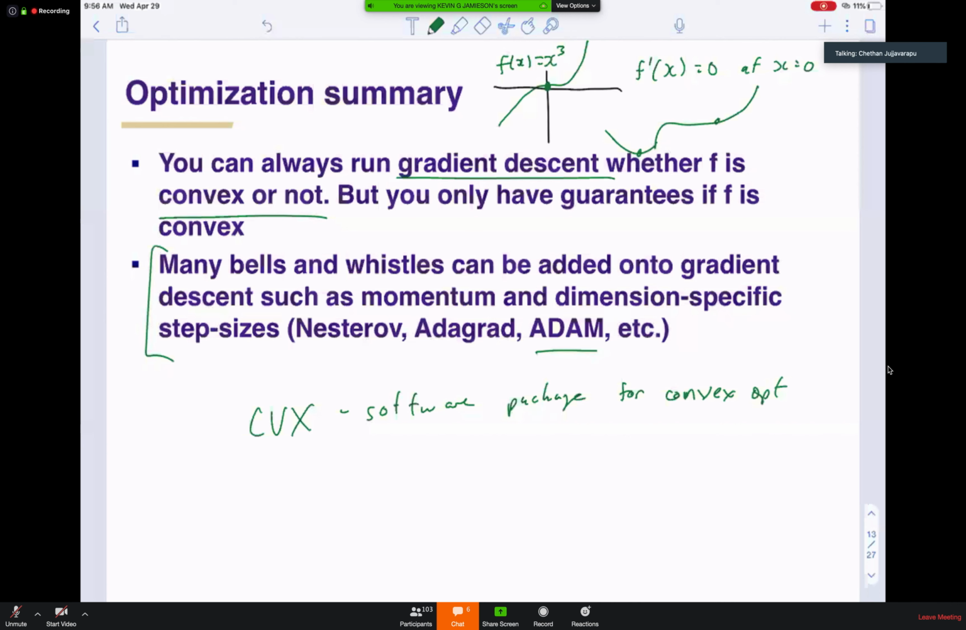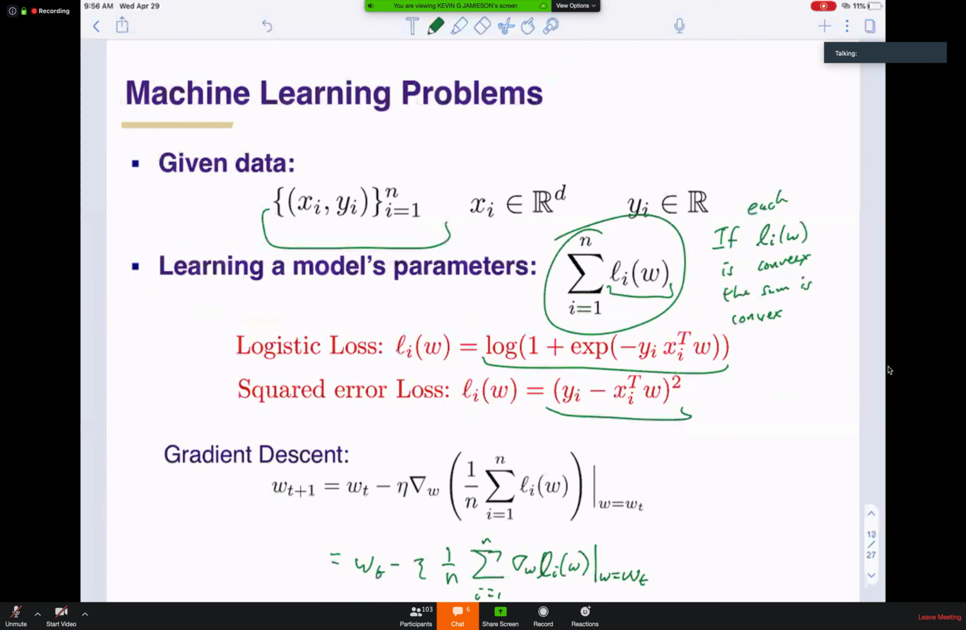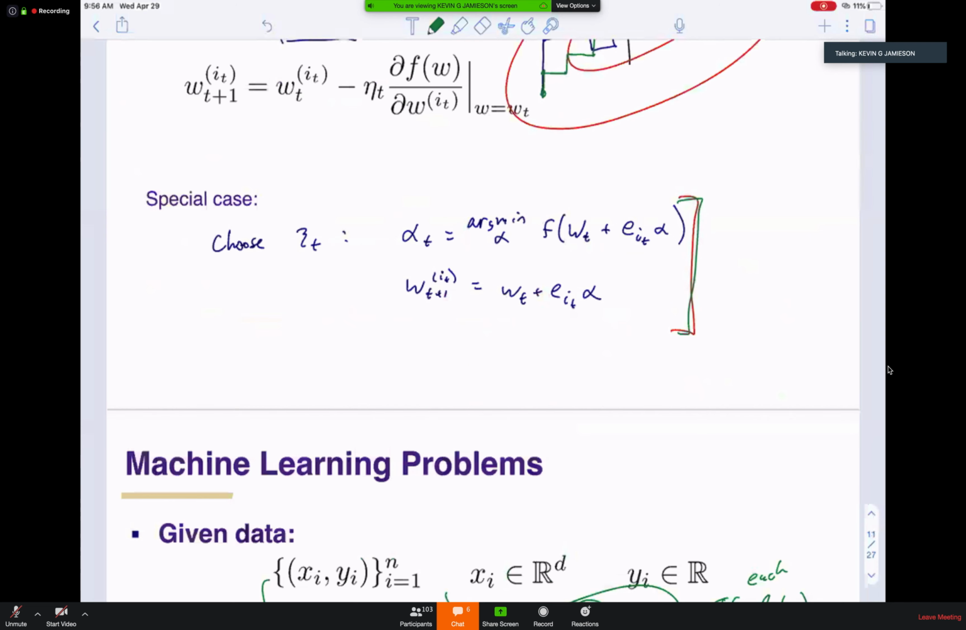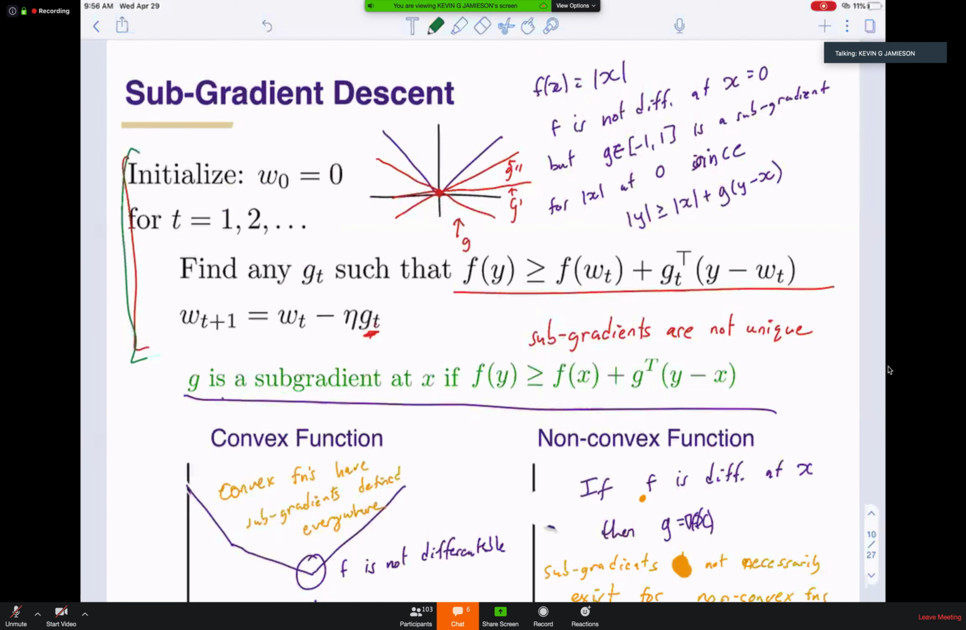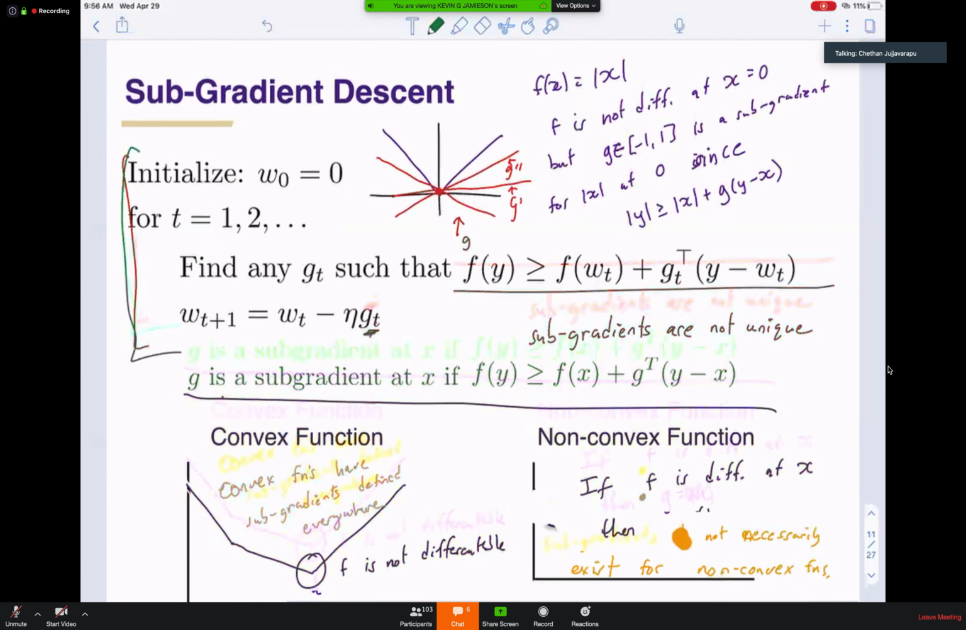I just had a clarification question on the last slide, just what T+1 means. Oh, T is the iterate, so T is the iteration in the algorithm that is gradient descent. Oh, I see. Cool. Thank you.